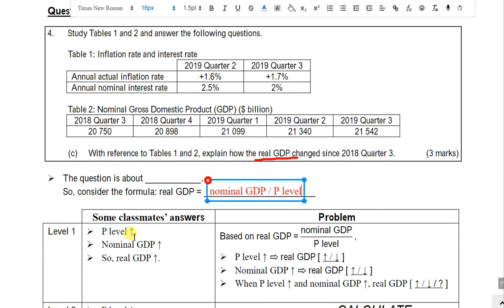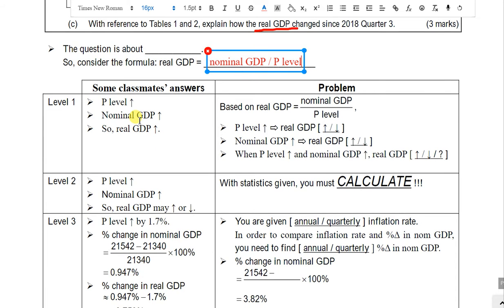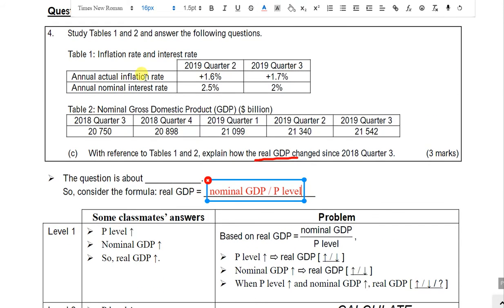3. So some of your classmates suggest these answers here. So let us look at these answers one by one. The first answer suggested by your classmate is like this. You know that from the table, the actual inflation rate is positive, right? And that means somehow we have inflation. And the denominator, that means the price level here, becomes larger. At the same time, the nominal GDP is also given in table 2. And if you look at the table here, you can know that the nominal GDP actually increases at the same time, right?